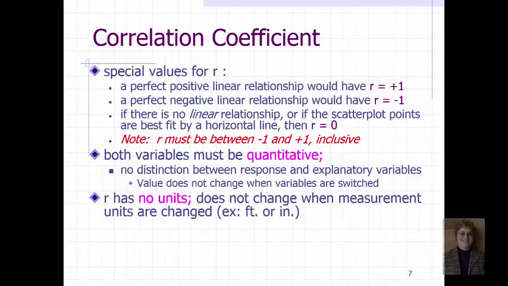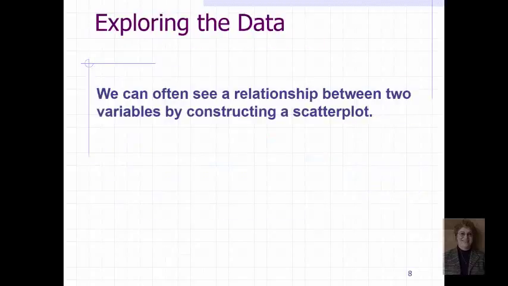R has no units, and so the number will not change if the measurement units are changed. So if we're looking at the weight of a mouse versus its tail length, and we look at the weight in ounces and the tail length in centimeters, and we say, aha, we really should measure the tail length in inches, so we change centimeters to inches, if we would recalculate R, we would get the same value.